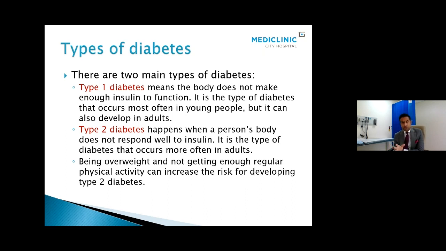This isn't going to be a diabetes talk, but just broadly speaking, there are 2 types of diabetes. Type 1 means your body doesn't make enough insulin to allow you to cope with the sugar levels. This usually occurs in young people and requires patients to take additional insulin as injections or through a pump. And type 2 diabetes is the one that usually happens in adult life and is more associated with being overweight and obesity, not getting enough physical activity, and this can lead to increasing sugar levels and type 2 diabetes.